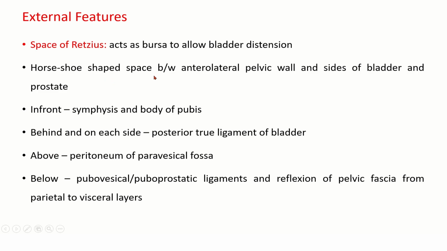It is a horseshoe-shaped space between the anterolateral pelvic wall and the sides of the bladder and prostate. In front, it is bounded by the symphysis and body of the pubis. Behind and on each side, the posterior true ligament of the bladder. I will tell you in further slides what the posterior true ligament of the bladder is. And above it is the peritoneum of the paravesical fossa. Below it are the pubovesical or puboprostatic ligaments and the reflection of pelvic fascia from parietal to visceral layer, that is, from the lateral pelvic wall to the bladder.